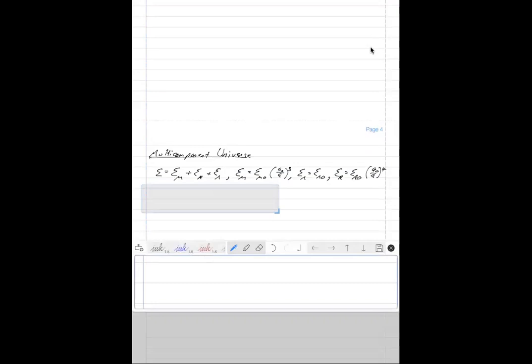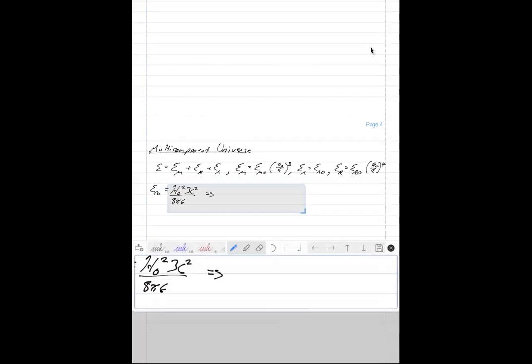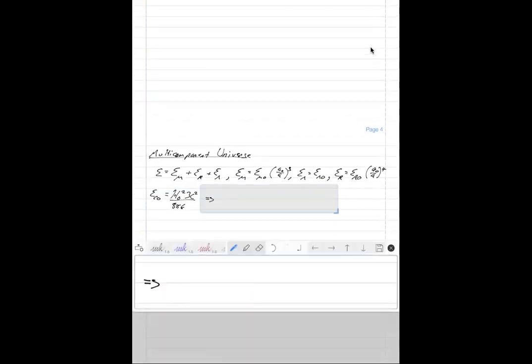The critical energy density today is defined to be H naught squared times 3c squared divided by 8 pi G. And this gives us a definition for the critical density today, for example, for matter, which is equal to epsilon m0 divided by epsilon critical today.